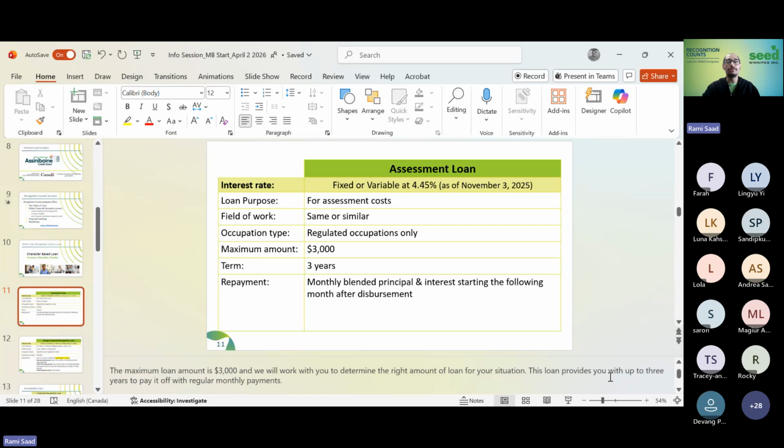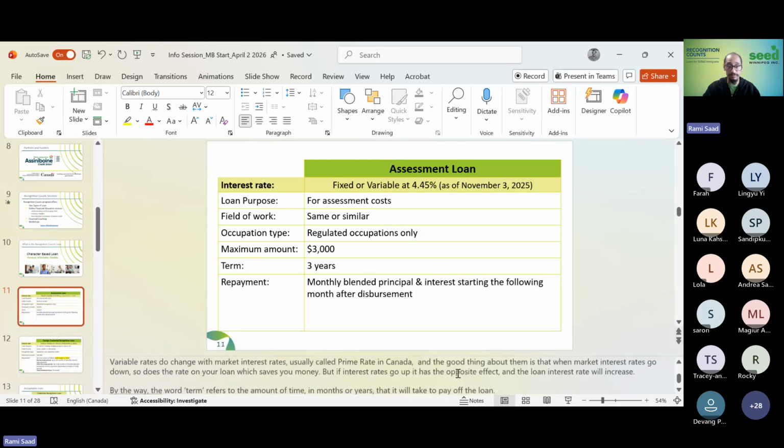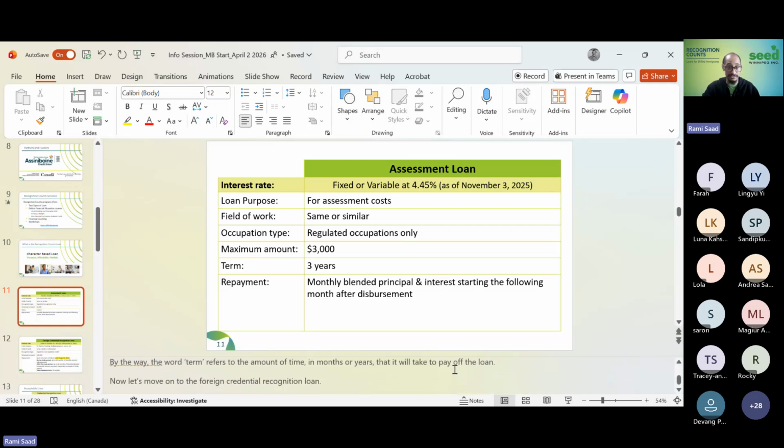This loan provides you, as we mentioned earlier, up to $3,000, and you will need to pay it regularly in a monthly payment. As you can see, the repayment is blended, that's the principal amount and the interest amount. Speaking of interest, we have two types: fixed and variable, but the interest rate is 4.45. You can decide whether you want it fixed or variable, but once you decide, you cannot change your mind during the term. And the field of work has to be the same or a similar field. You cannot change the field by doing your assessment.